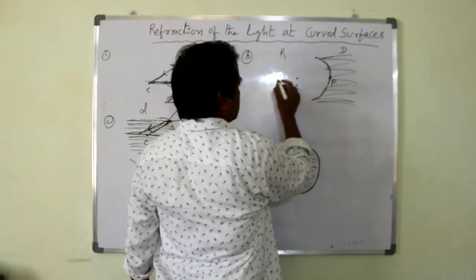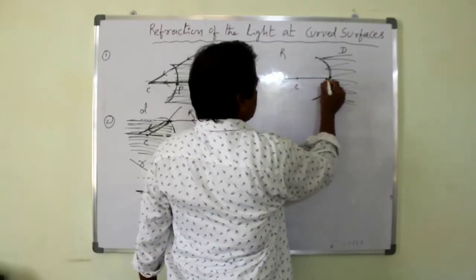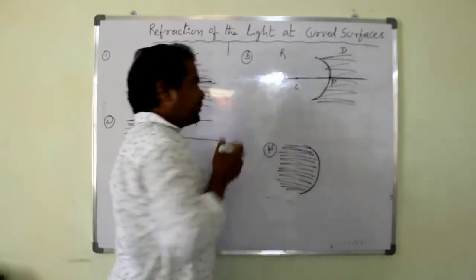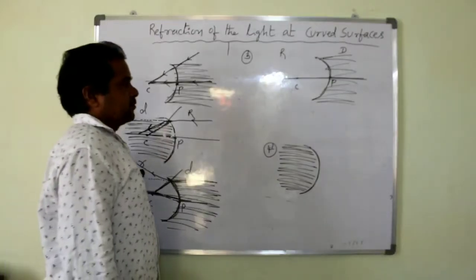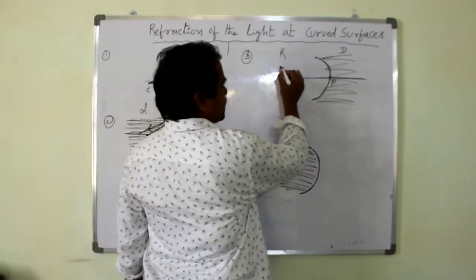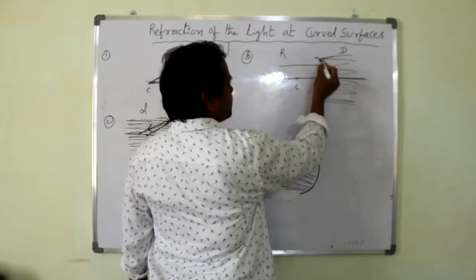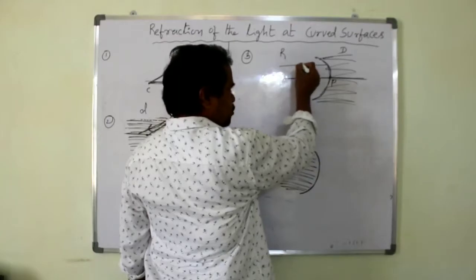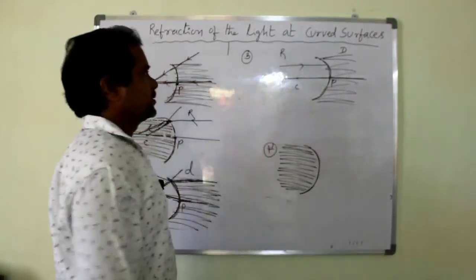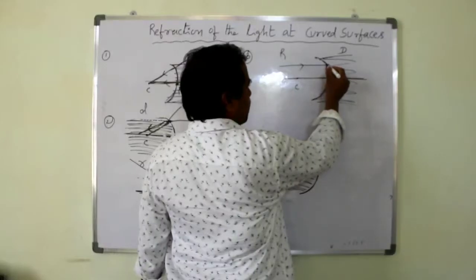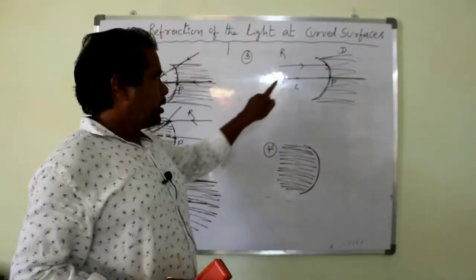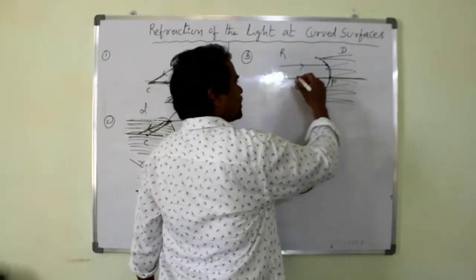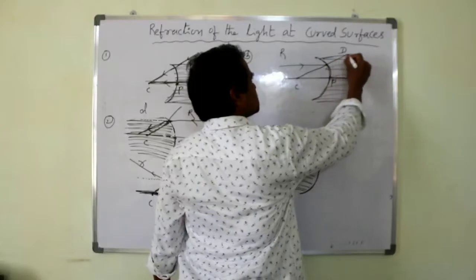This is called the center of the curvature. The line which is passing through C and P is called the principal axis. For example, here also, any light ray which is incident on the concave surface and moves parallel to the principal axis, immediately what we have to do? Draw one normal to this point of contact. What is meant by normal here? If you draw one radius, that is called the normal.